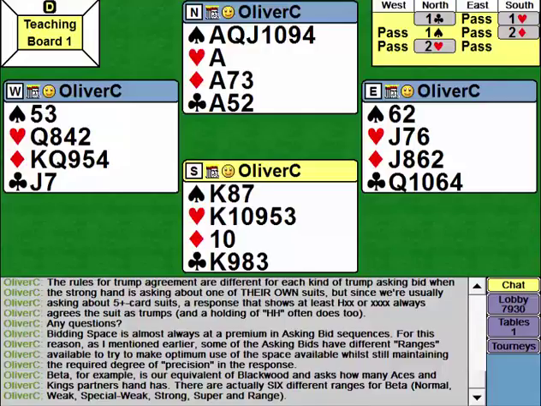So two spades would show no controls, two no trumps, one, three clubs, two, and three diamonds would show three controls. So that's an example of the range that we use changing according to the circumstances.